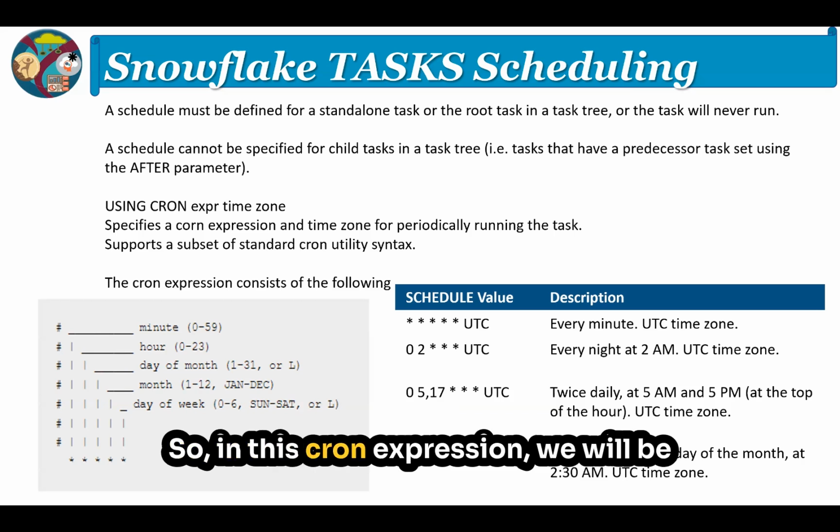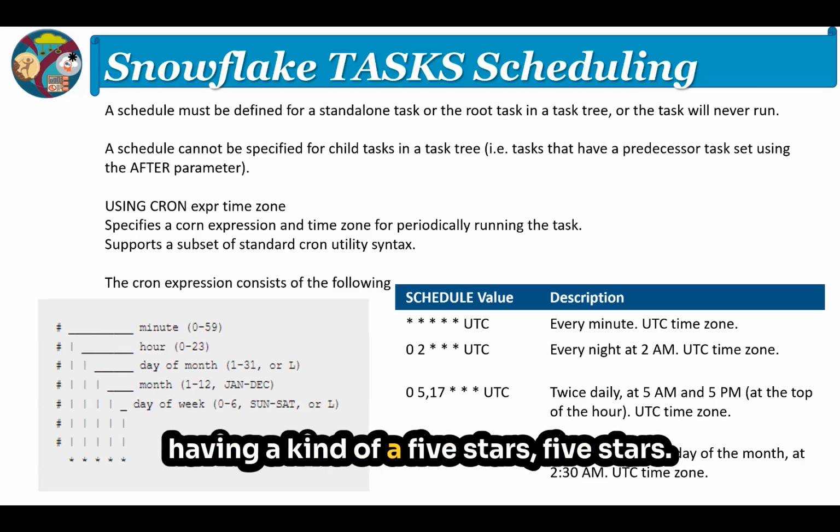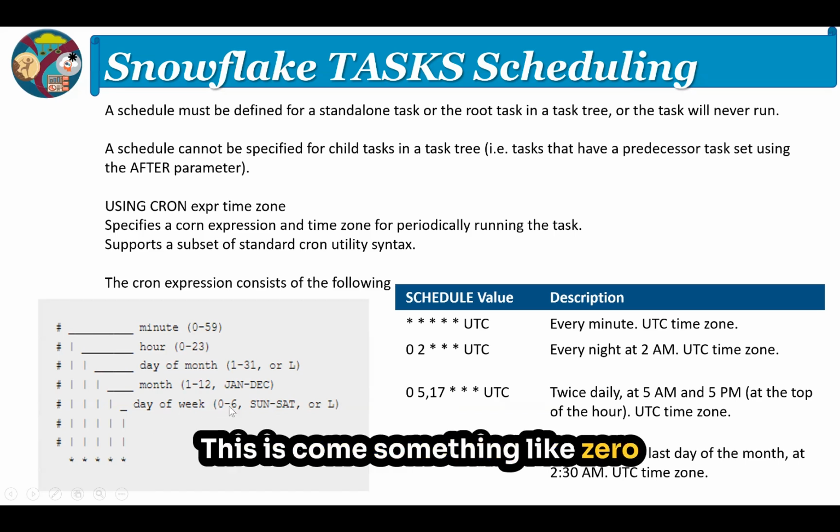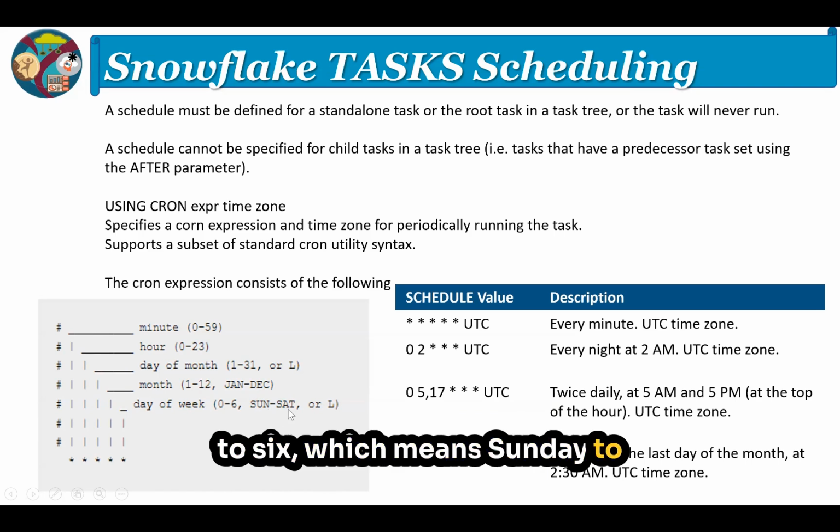In this cron expression we will have five stars. The first star is the day of the week. It is 0 to 6, which means Sunday to Saturday.